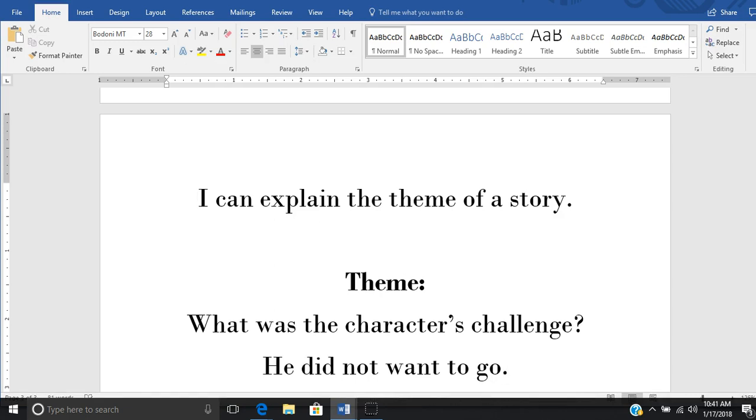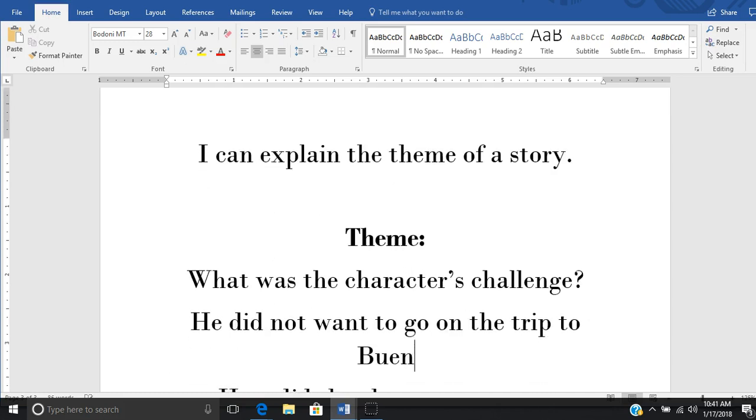That was the exact challenge. He did not want to go, and we could be a little bit more specific if we said he did not want to go on the trip to Buenos Aires, period. So there was his challenge.